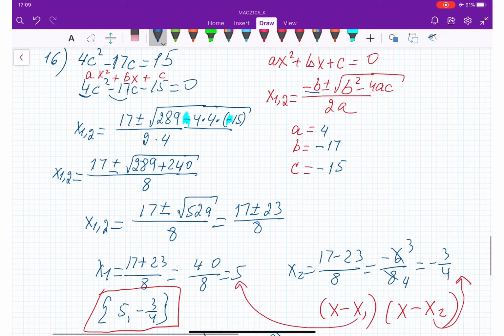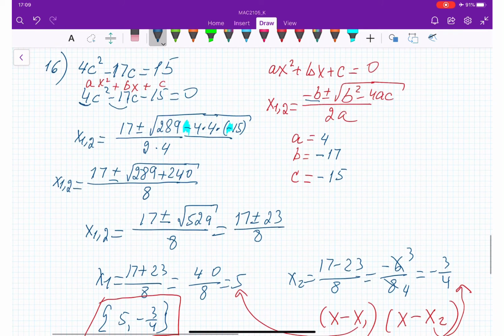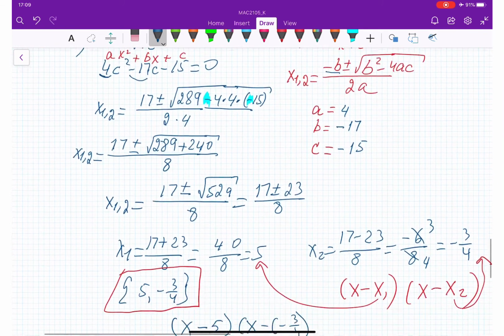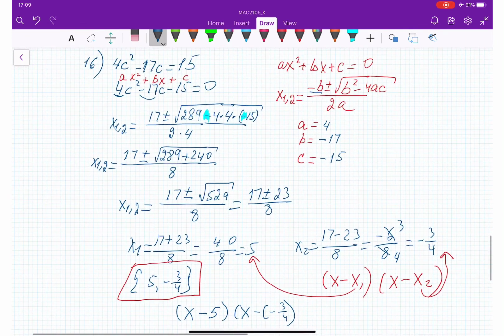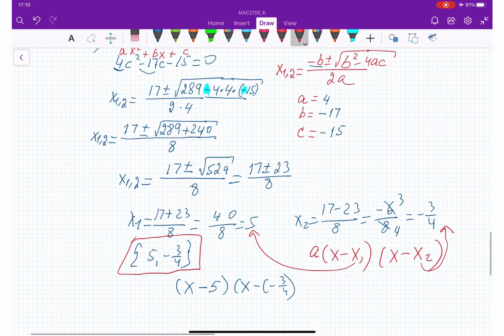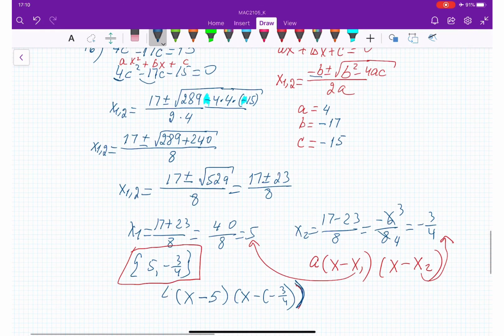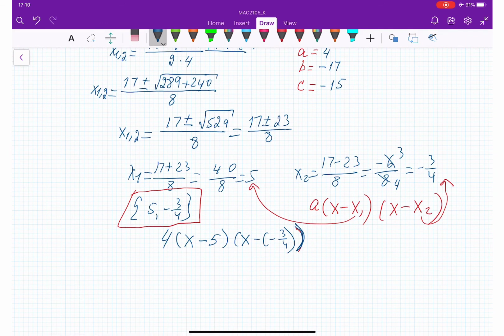Yes, x minus negative 3/4, and here is going to be the coefficient a. I forgot to add it, so we have to have a times (x minus x1)(x minus x2), and this is going to be x minus 5. So our a is 4. So what do we get? I am rewriting it this way.